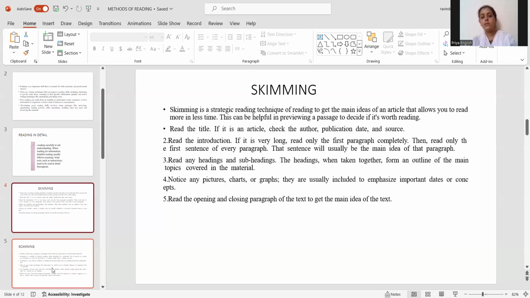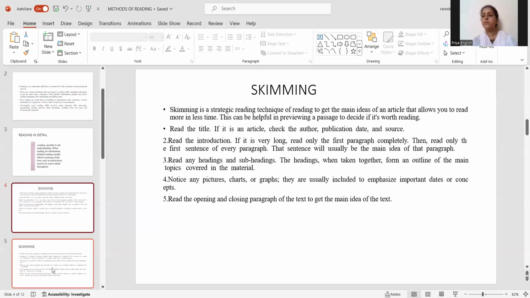Next, you will read the headings and the subheadings in the text. Each topic will have a heading, and after that it will have subheadings, for example its types, the examples, and all that. So you will read the headings and the subheadings. The headings, when taken together, form an outline of the main topics covered in the material. The main text will always have the topics.